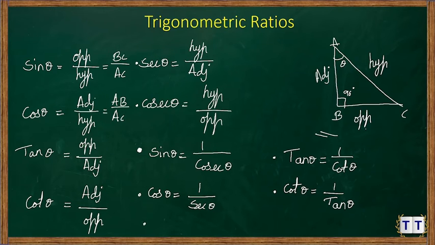Okay, then we have the inverse of secant theta. The inverse of cos theta is secant theta, so the inverse of secant theta will also be cos theta. Then we have the inverse of cosec theta, which is our sine theta, because we have here sine theta. Okay, so these are all the basic formulas of trigonometric ratios.